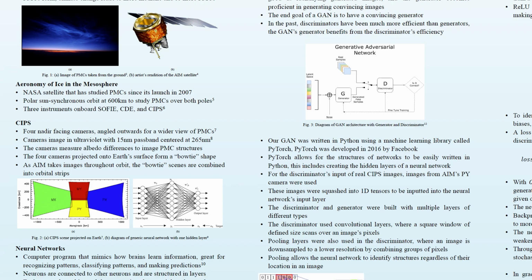They take the image with all 4 cameras at the same time, and they'll take multiple images throughout an orbit. If you combine these bow tie shaped images, you get an orbital strip. Throughout the day, as the orbit progresses around Earth, you can combine these strips into a larger picture, which will show you the entire pole, so you can see the large polar mesospheric cloud structure.